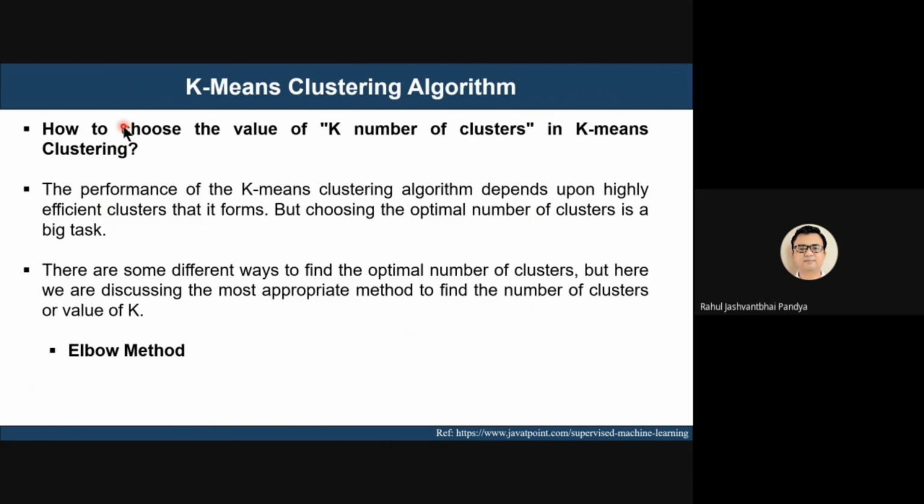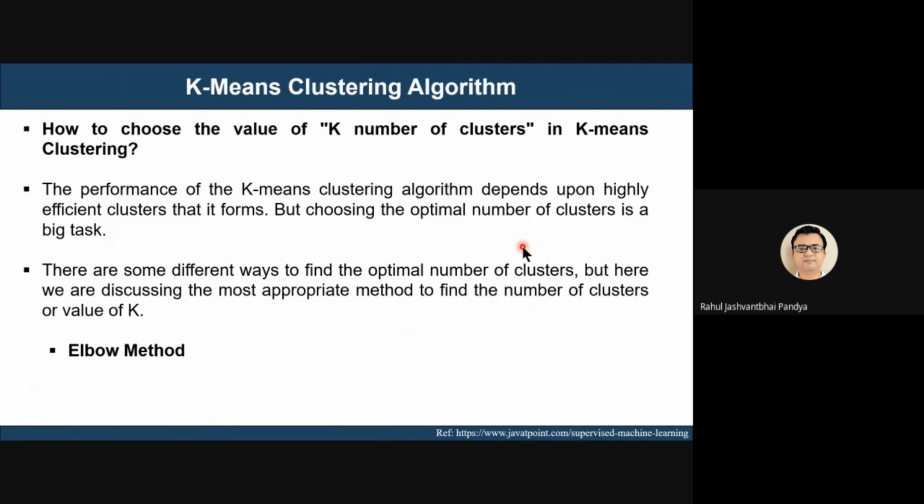So the performance of the k-means clustering algorithm depends upon the highly efficient clusters that it forms, but choosing the optimal number of clusters, which is k here, is a difficult task, because we do not know and we have to choose this. So there are different methods to find out the optimal number of clusters, which is k here.